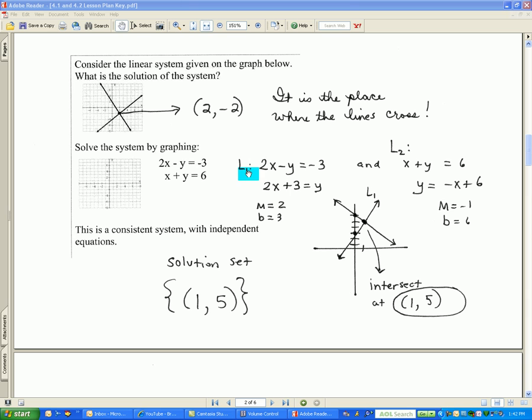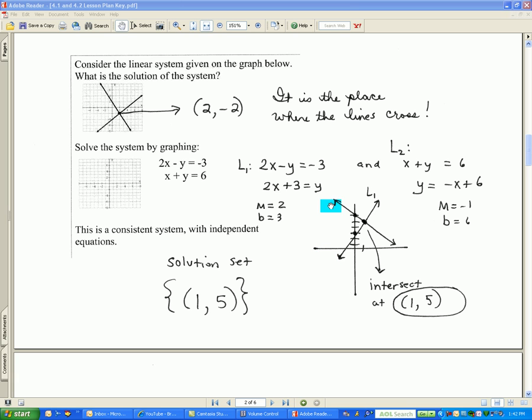If I want to graph line 1, y equals 2x plus 3, I start at 3 on the y-axis and put a dot there. A slope of 2 is really 2 over 1, so I go up 2 and over 1 and put a dot. There's line 1, right here.